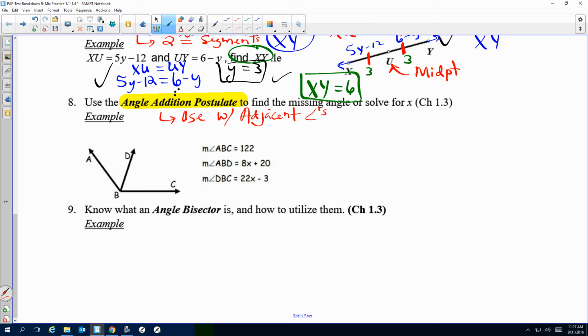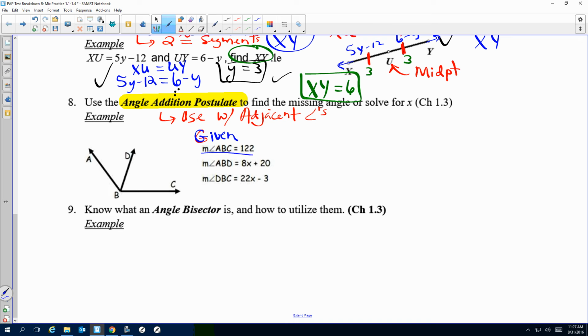So I will give you a figure. I will give you given information. This is what I call given. But I'm expecting you to be able to identify and recognize that looking at that figure, you have adjacent angles. Okay. Then you can label the angles.